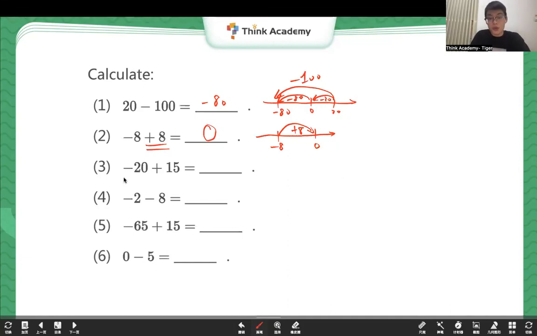And for the third one, minus 20 adding 15. So let's say starting from minus 20, and that's 0. Adding 15 means that it's going towards the right on the number line. So it means that I'm moving 15 boxes closer to 0, which means that if I take away 15 from 20, I know this is going to be minus 5.